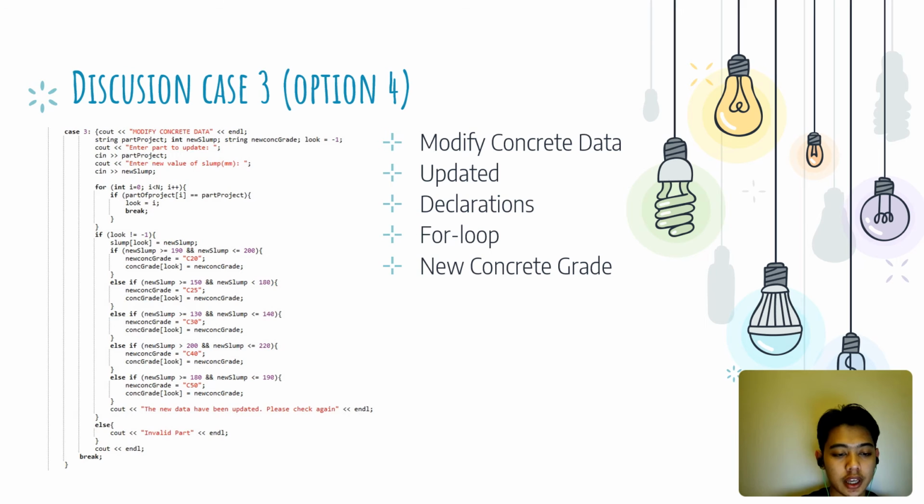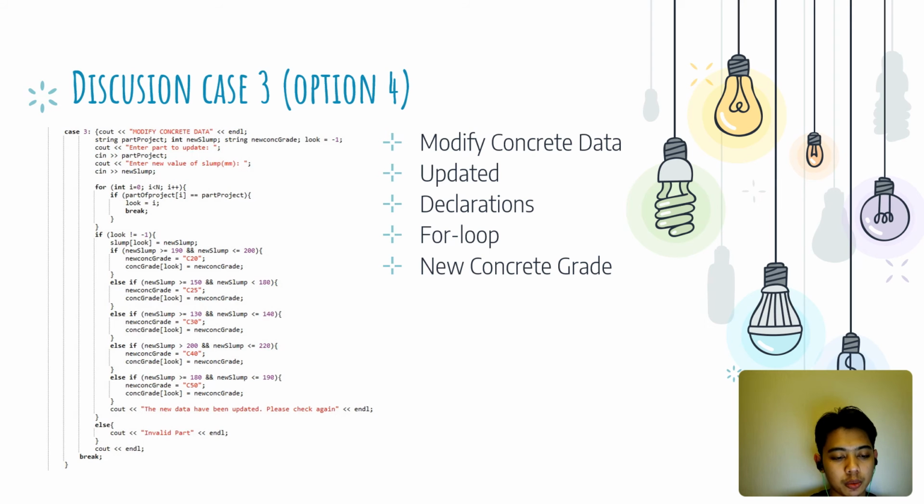And the next part of option 3 is followed by an if statement, where if loop is not equal to -1, slump[loop] is equal to new slump. So this means that the new slump value in millimeter will replace the old slump value that was input by the user in option 1. Next, the program will take the new value of slump and categorize it into a specific concrete grade, such as if the new value of slump is between 190 millimeter to 200 millimeter, the concrete grade is C20.